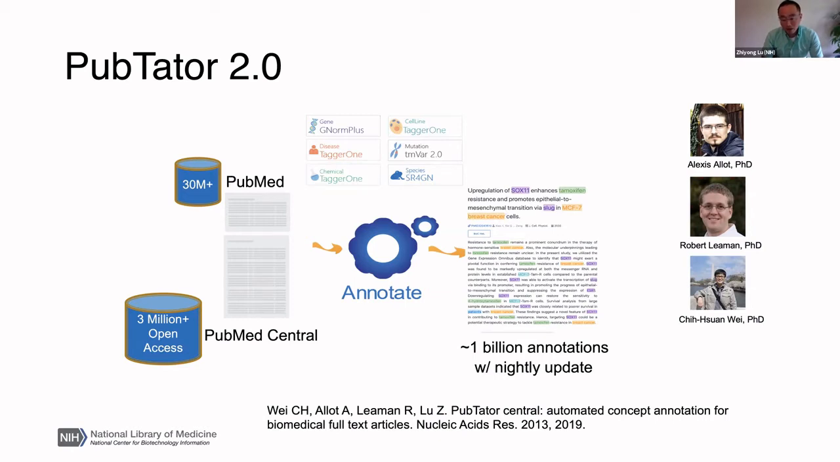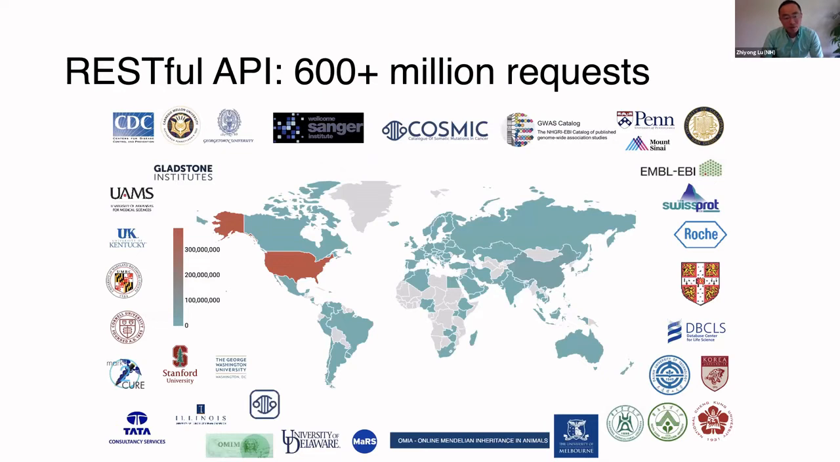In total, we have over 1 billion annotations now, and that number continues to grow because we do a nightly update every day for new papers coming into PubMed or PubMed Central. And this work is carried out by 3 very hardworking and talented fellows, researchers in my group. And one of the most popular uses of Tator is through its programming interface. This was made available in around 2015. And since then, we have had over 600 million requests from all over the world.